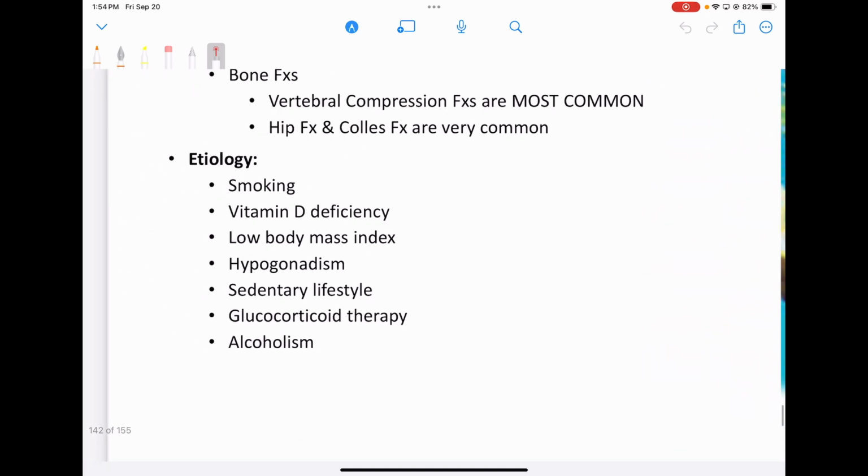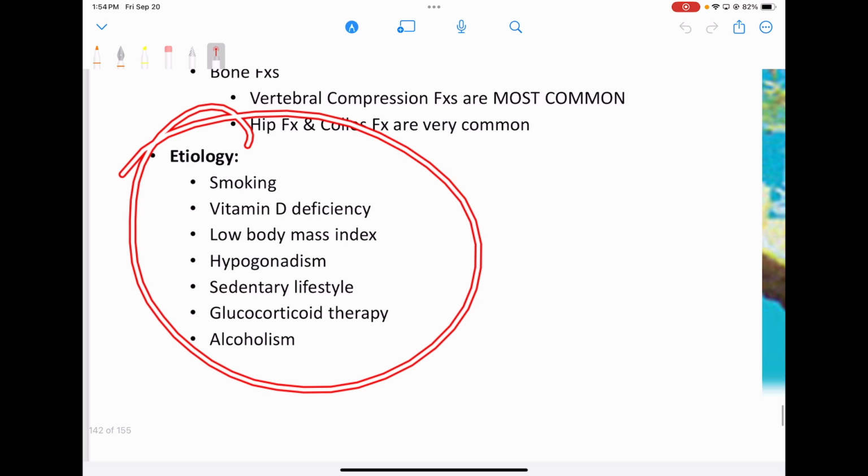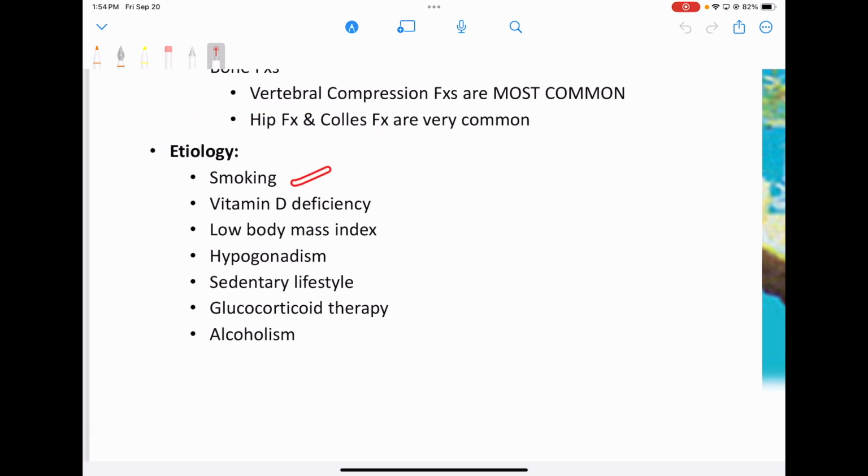Etiologies for osteoporosis, here's your smoking, vitamin D deficiency, we know why. Low body mass index. So we talked about Wolff's Law before, that the compression of the bones makes them go stronger, that you use them. When elderly people get very light and they lose all that weight-bearing part, it gets weaker and weaker, so those bones don't have the stress anymore.